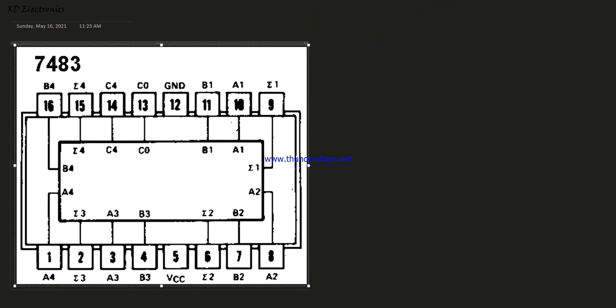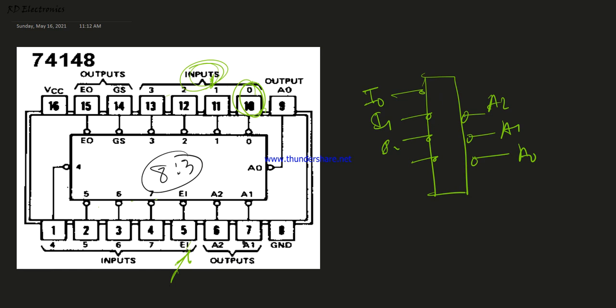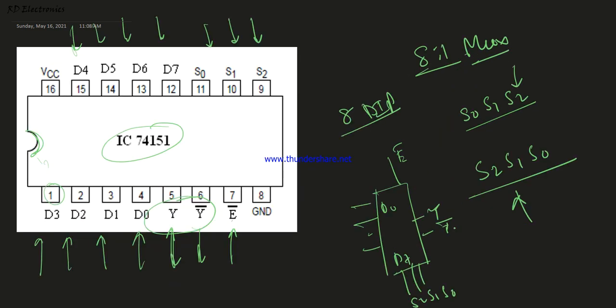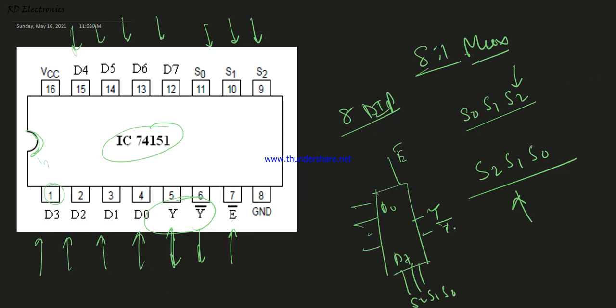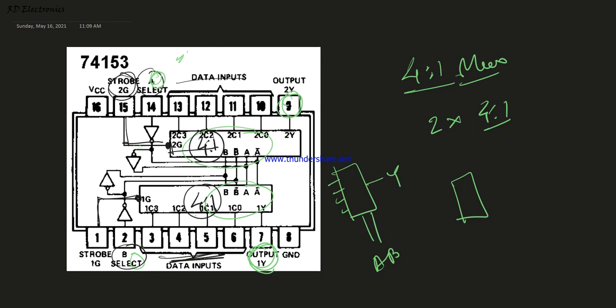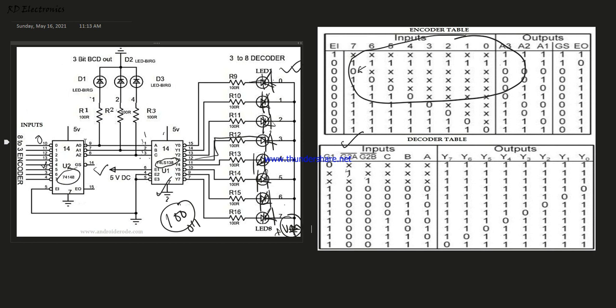Now in this lecture we see that there are lots of ICs available in the 74 series. This is the 3:8 decoder. Then 74151 is an 8:1 multiplexer. Then 74153 is a 4:1 multiplexer. Then 74148 is an 8:3 or octal priority encoder. Then here is some logic of encoding to decoding conversion of binary logic. Please note that all LEDs should be connected in common anode connection and connected to plus VCC.